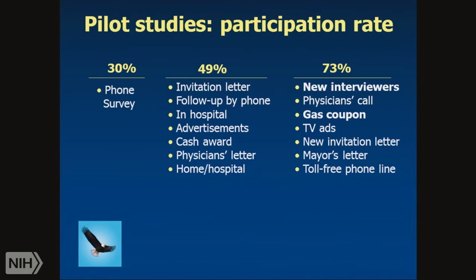Instead of money, we had ads on TV by a very popular night show host. We had a better invitation letter that was written at a fourth grade level instead of a more sophisticated level. We got a letter from the mayor. Their mayor was very popular. And we had a 1-800 line. With those innovations, we got a 73% participation rate, which was adequate.